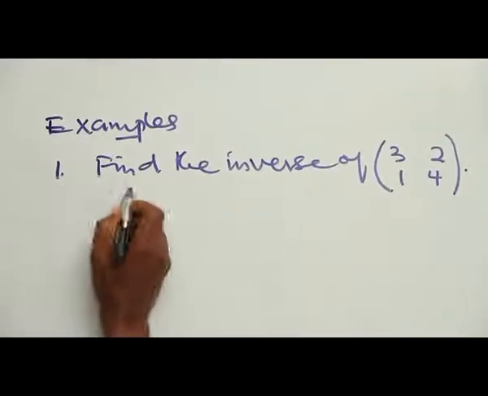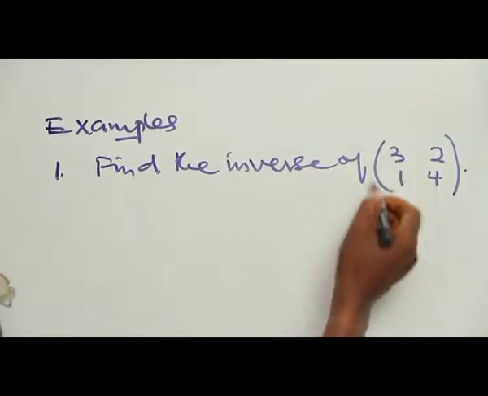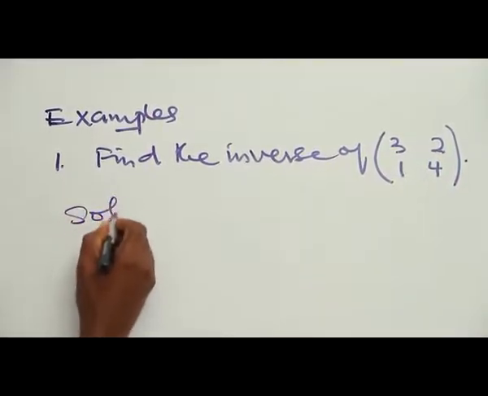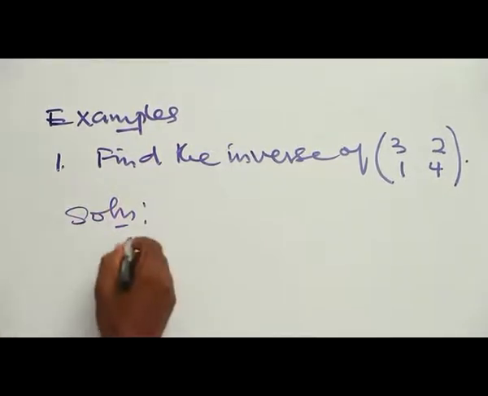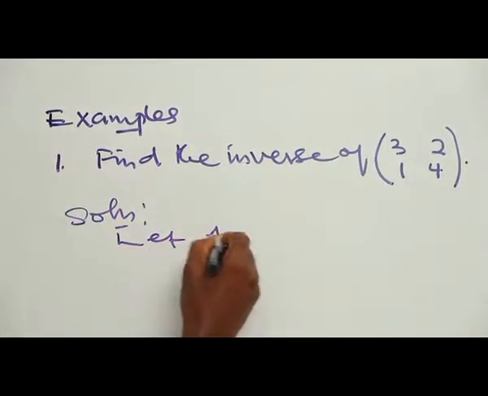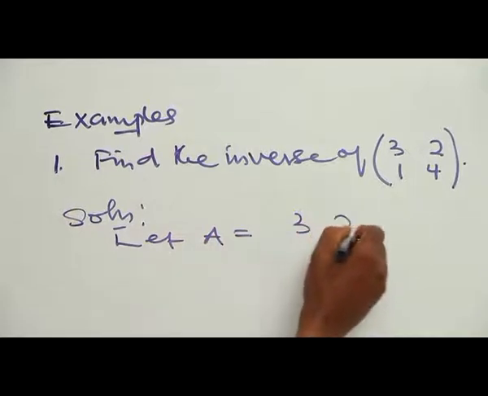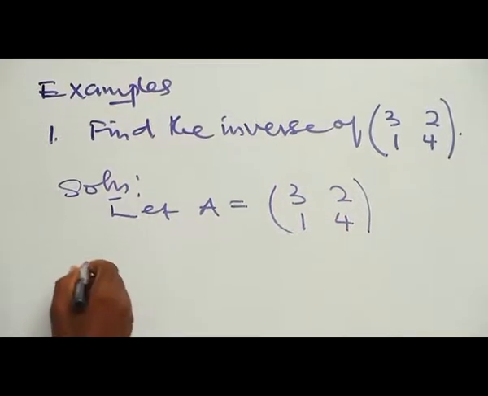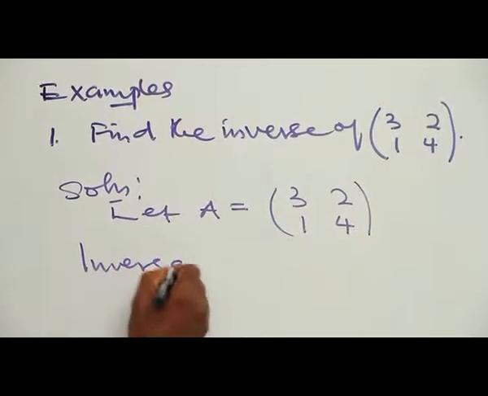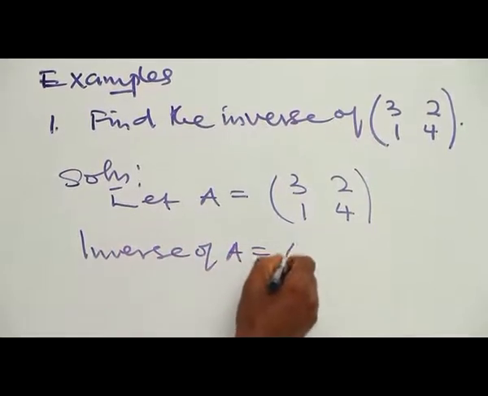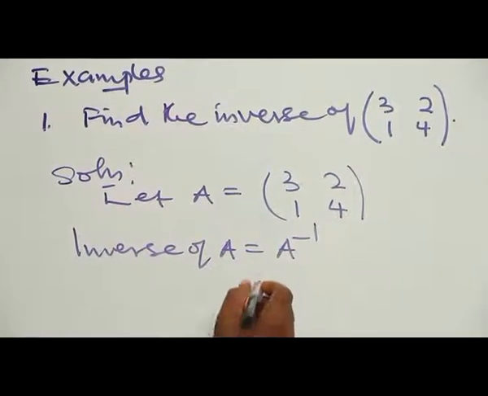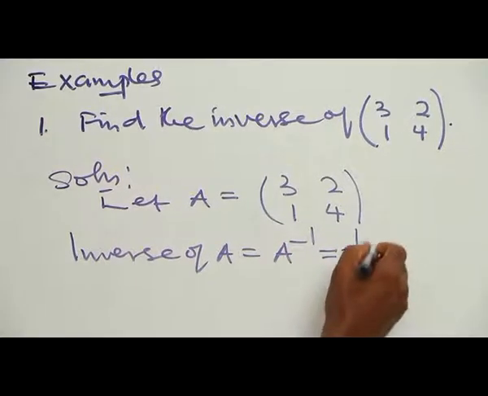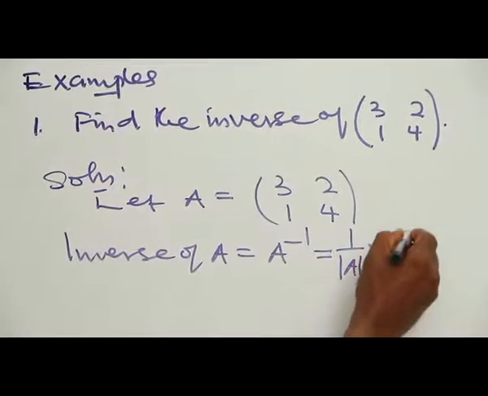Examples. Number 1, find the inverse of this matrix 3, 2, 1, 4. Solution. Let A be equal to 3, 2, 1, 4. Then the inverse of A is equal to this. And this is equal to 1 over the determinant of A times the adjoint of A.